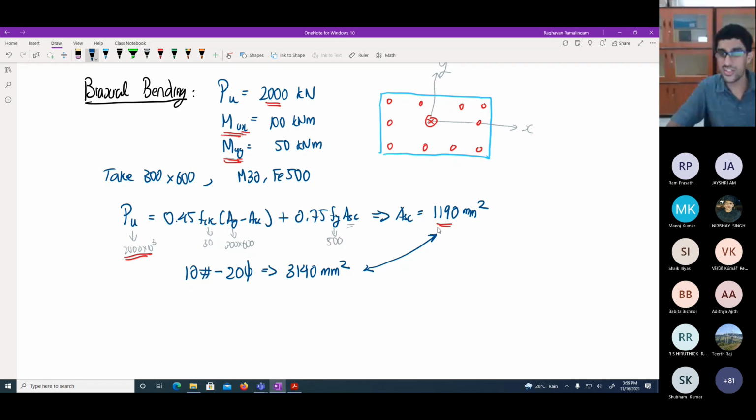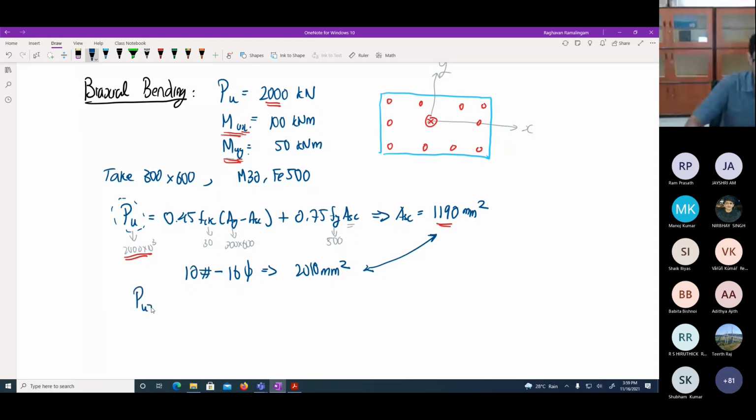Unfortunately, it is always better to try a very high value of reinforcement compared to what you need for the axial load, because at this stage you are not sure how much reinforcement you will require to take care of this MUX and MUY. If you want to make it a bit more conservative, probably you can say 16 mm, 2010 mm square. Let us see if this works. I think once you do it, you will understand what the problem is.